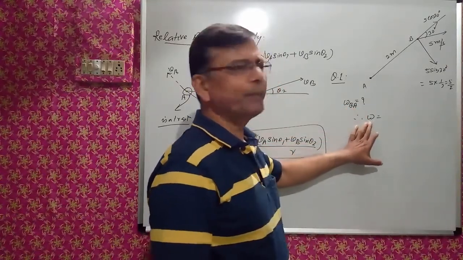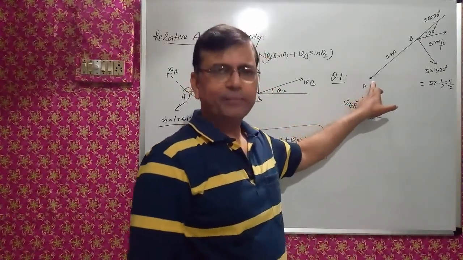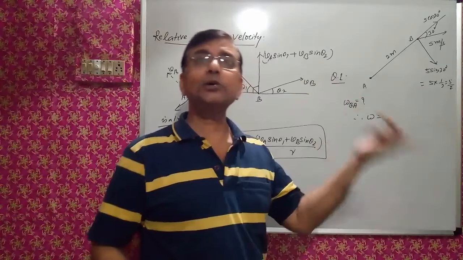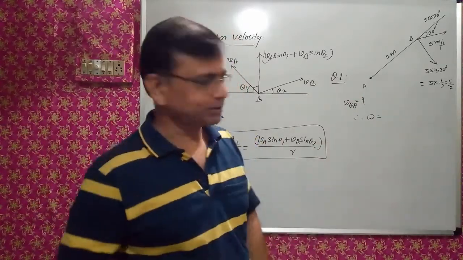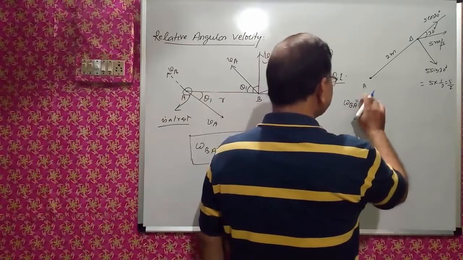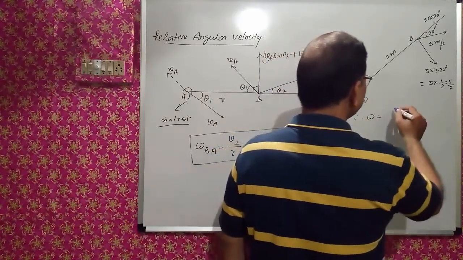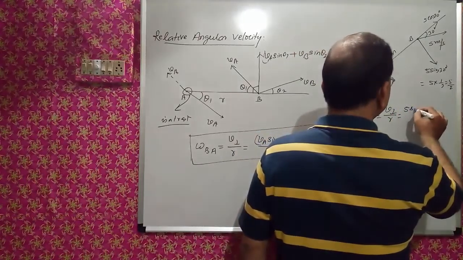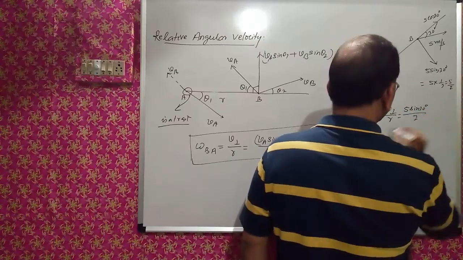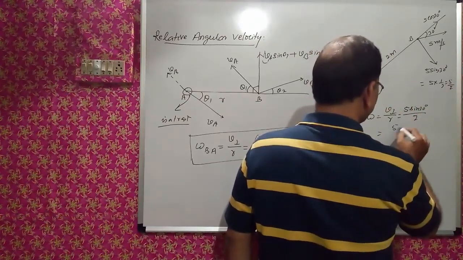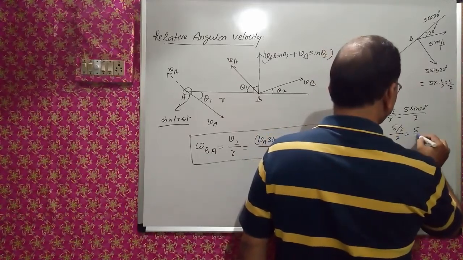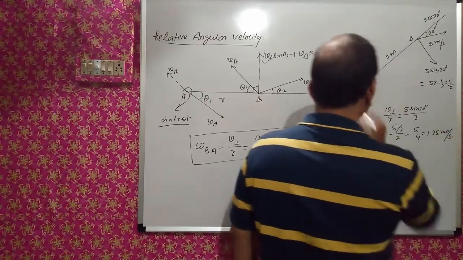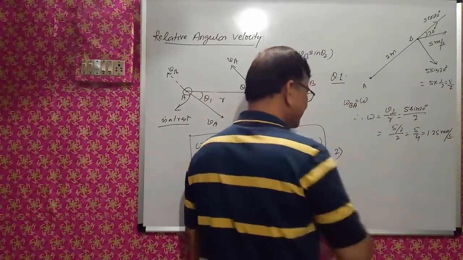Or simply omega we can say, because A is not moving. When the observer is not moving, then simply we can say the angular velocity. When A is also in motion, then the question of relative velocity comes, right? So we can say this is simply omega. Omega is equal to V perpendicular by R, that is 5 sine 30 degree by 2, and 5 sine 30 is 5 by 2, by 2, that is 5 by 4, that is 1.25 radians per second. That is the answer.